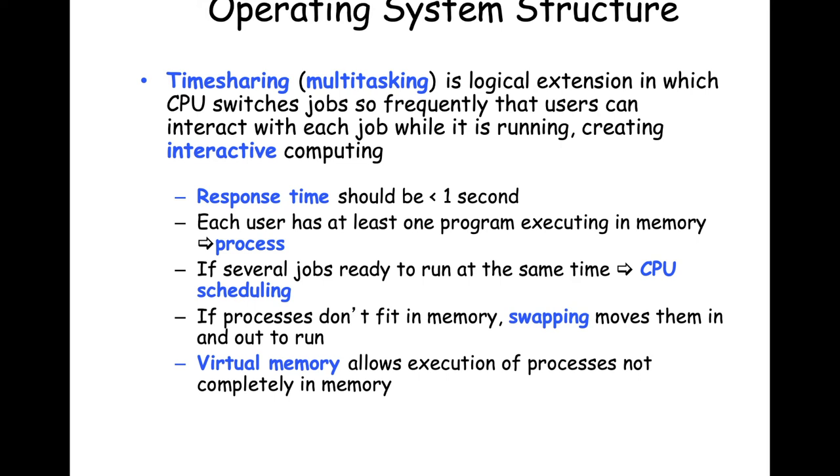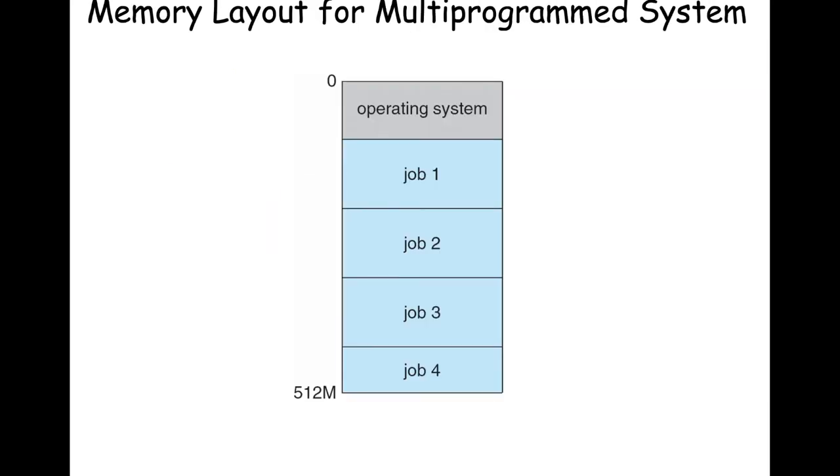And so this idea of swapping in and out of memory to disk is called virtual memory. Virtual memory allows for the execution of processes that are not completely in memory. In fact, what we'll learn in this class is how the operating system keeps only parts of your program in memory, but other parts of your program on disk.